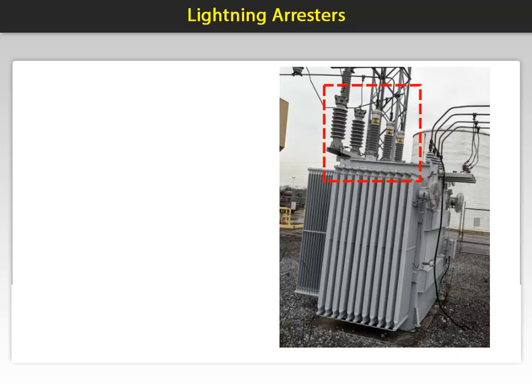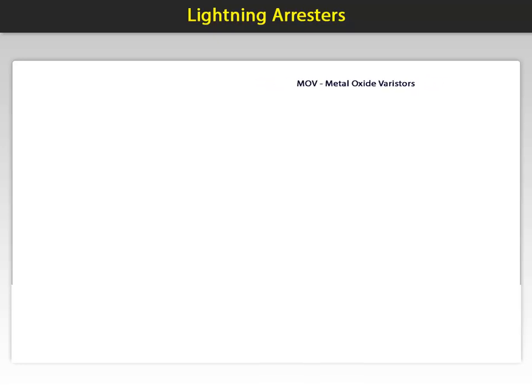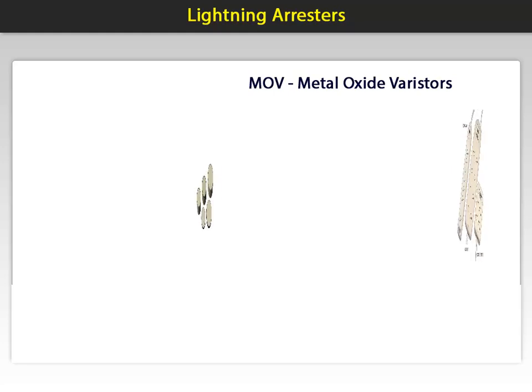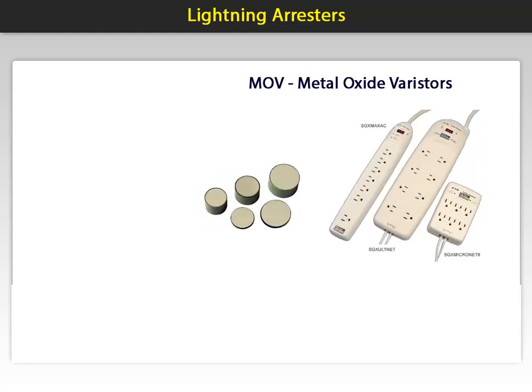These also can be installed on an overhead rack on the load side of the incoming line disconnect as was pictured on the previous slide. Lightning arresters work to suppress surges and lightning by using MOVs or metal oxide varistors similar to those found in the surge suppressors in your home, except they are much larger and heavier duty to allow for absorption and dissipation.